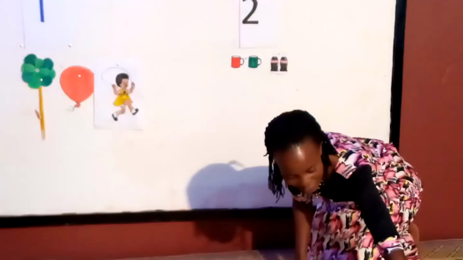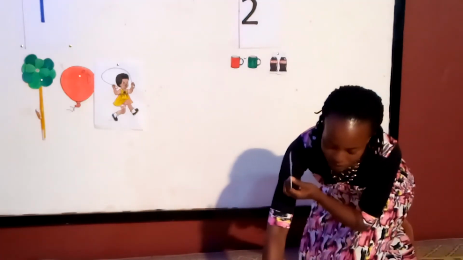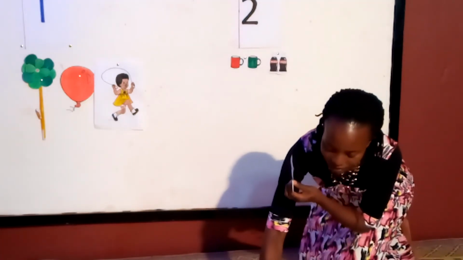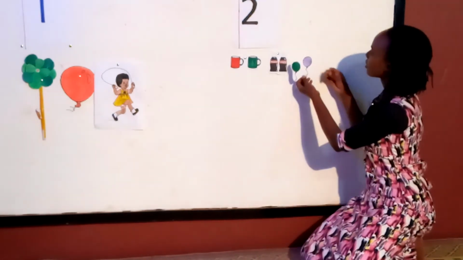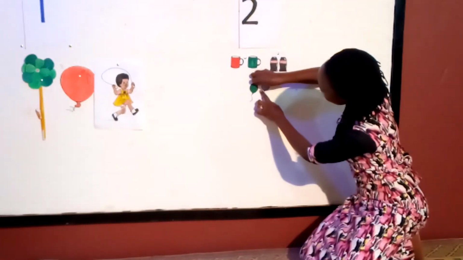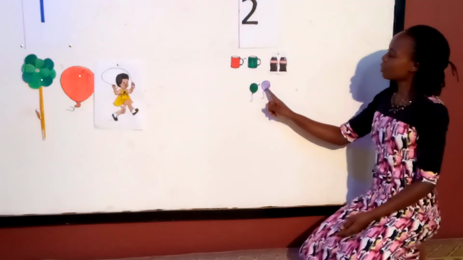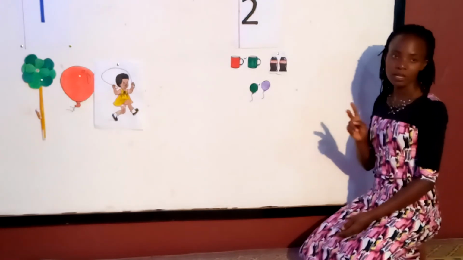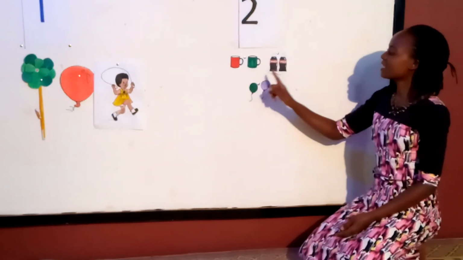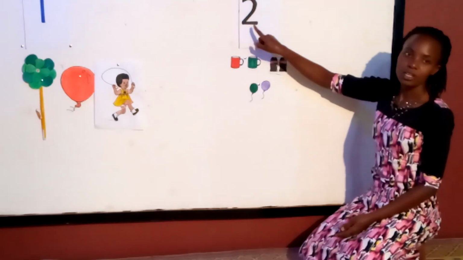And I know that Little 2 also loves balloons. So we'll put up some balloons for Little 2. Let's count the balloons. 1, 2. Little 2 has 2 balloons. 1, 2. And that is number 2.